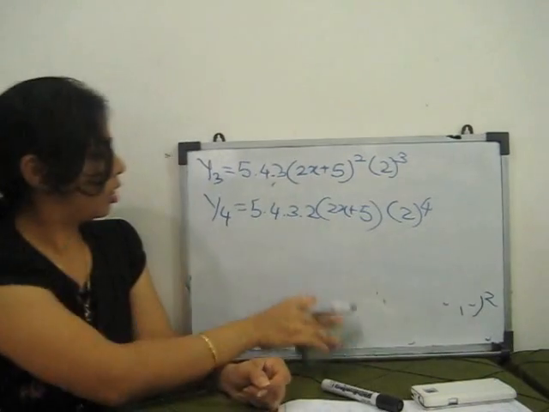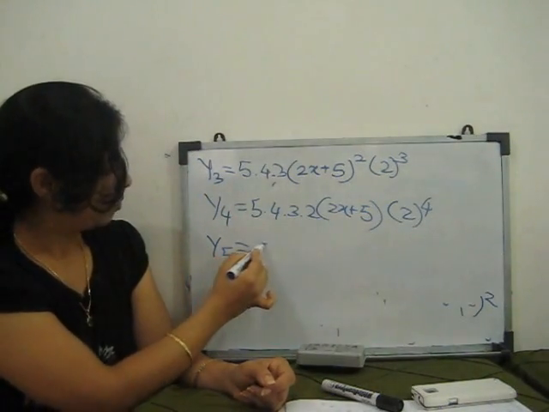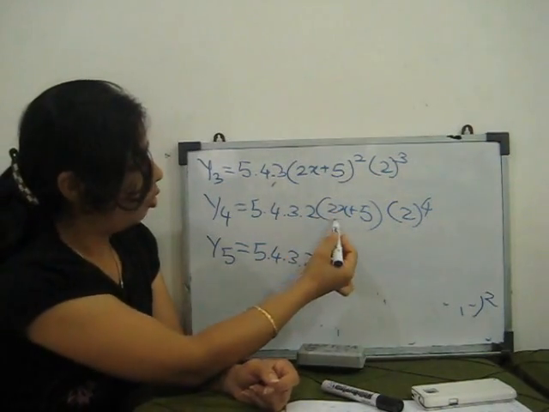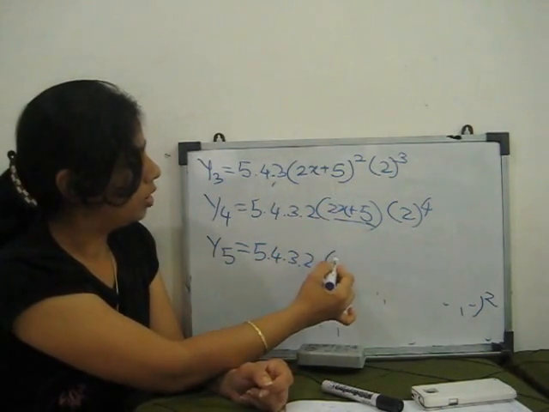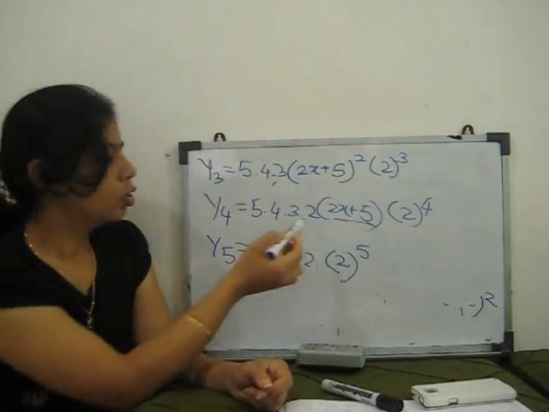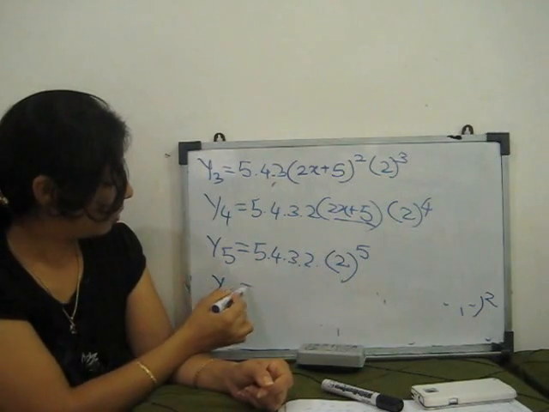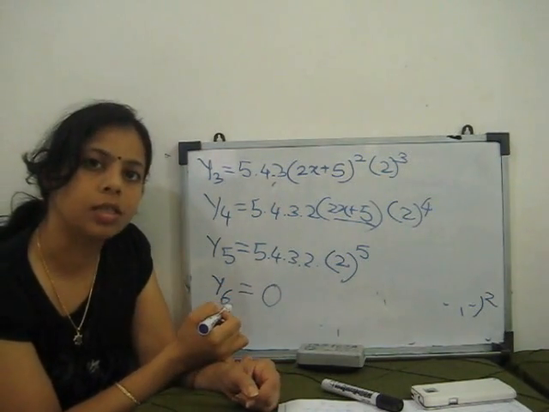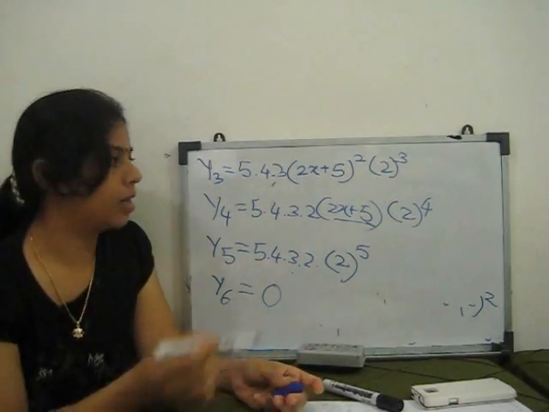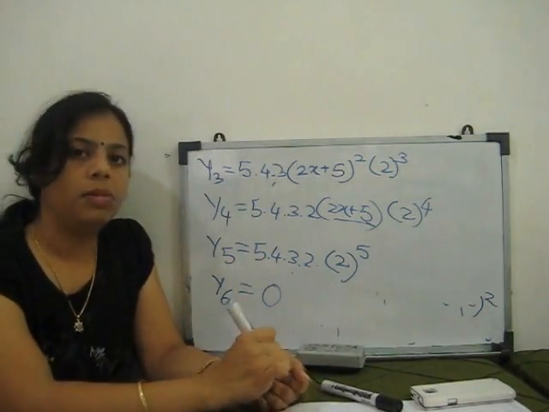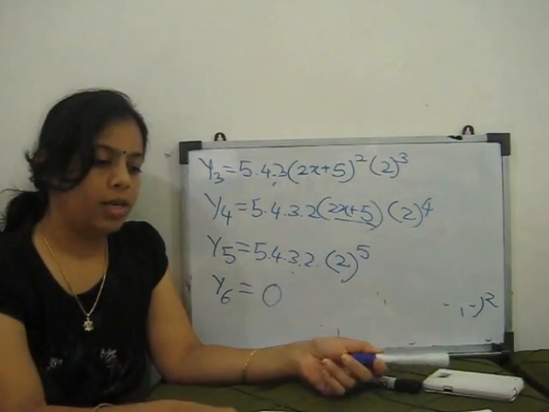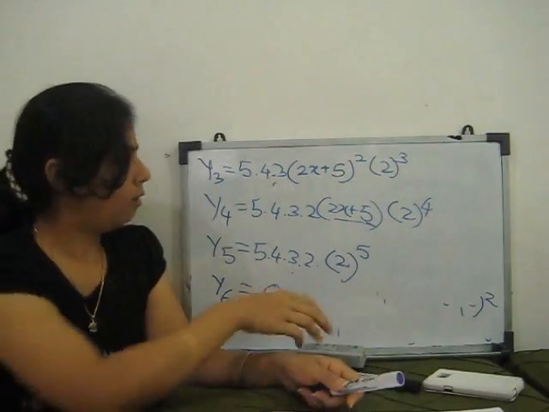One more we can find, y5 is 5 4 3 2. Now this has no power, so this gives only 2 to the power 5. Clear? So again y6, y7 all are 0, because now it comes in constant form. So this is our derivative of the given function. Successive differentiation means you have to differentiate that function, and how many times you differentiate is called the order of differentiation.